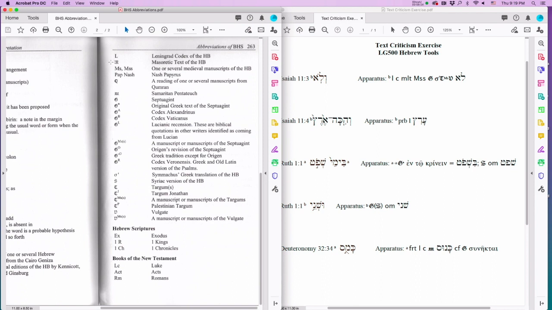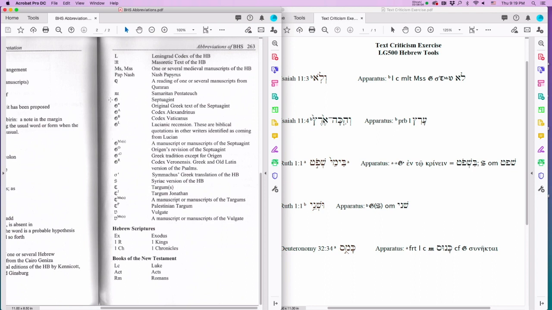This Gothic M stands for the Masoretic text of the Hebrew Bible in general. MS and MSS, medieval manuscripts of the Hebrew Bible. Pap Nash, the Nash Papyrus, which is a 2,000-year-old fragment of Old Testament texts. Gothic Q stands for Qumran, the Dead Sea Scrolls. This stands for the Samaritan Pentateuch. This Gothic G stands for the Septuagint.